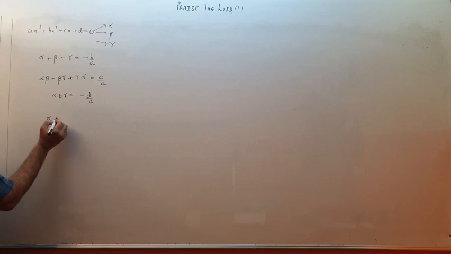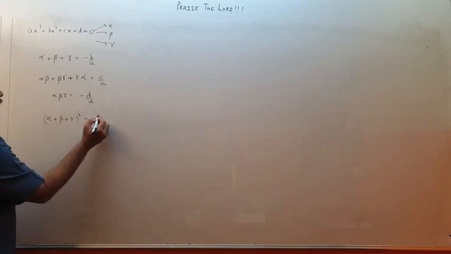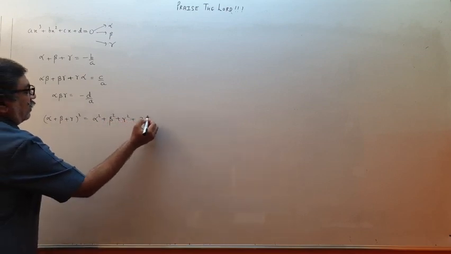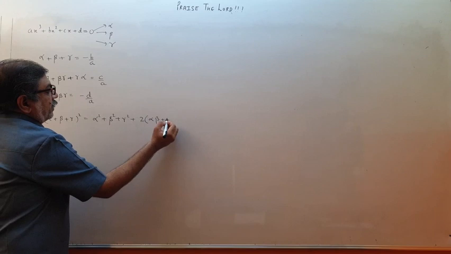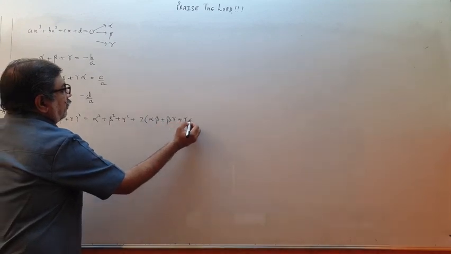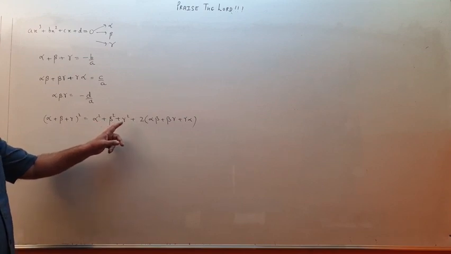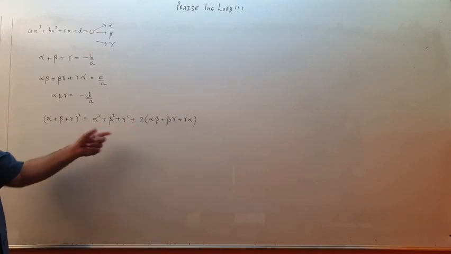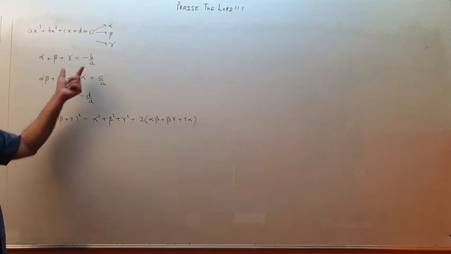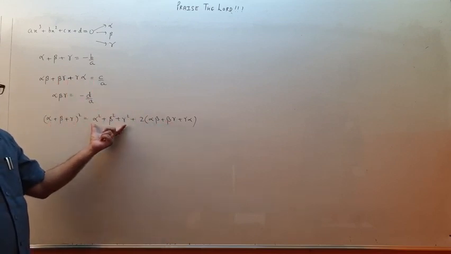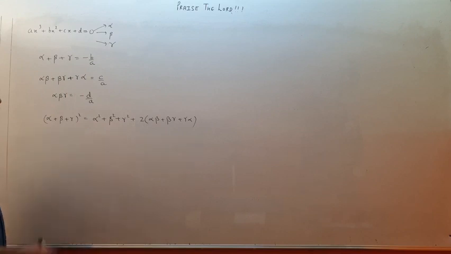Also please note that alpha plus beta plus gamma whole square will be alpha square plus beta square plus gamma square plus 2 into alpha beta plus beta gamma plus gamma alpha. So if you want alpha square plus beta square plus gamma square, you will use this identity. You already know alpha plus beta plus gamma from here. You know this value, so you will get alpha square plus beta square plus gamma square.